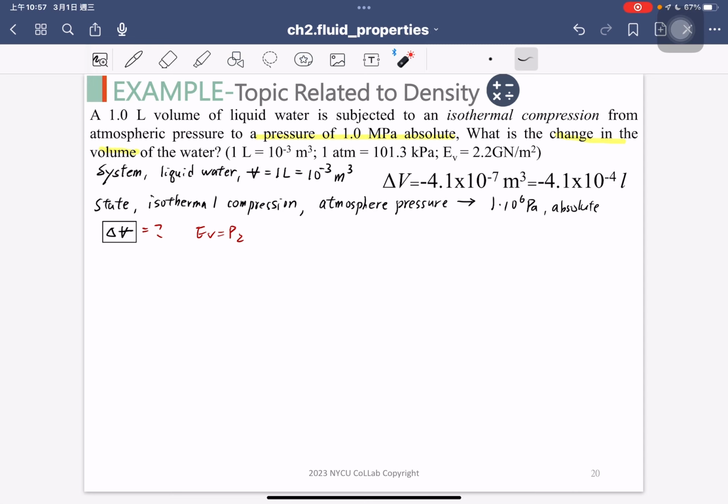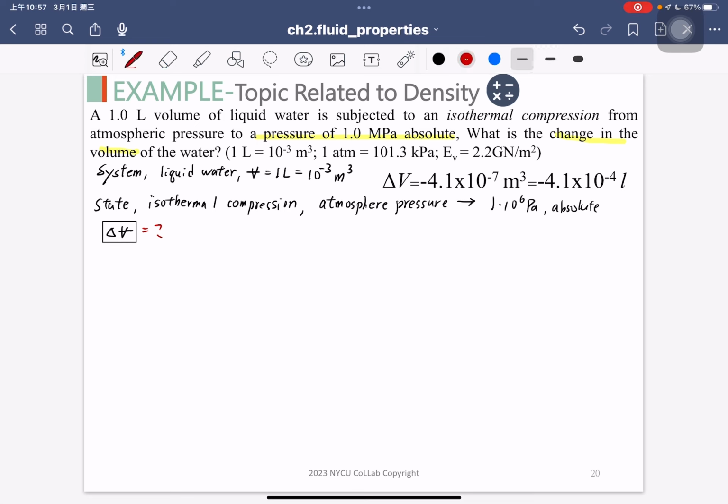But that is not correct, because this system is for liquid water, and the equation shown here only applies to gas. So here, we cannot apply this idea. So we go back to the problem. How can we know the Ev for the water?